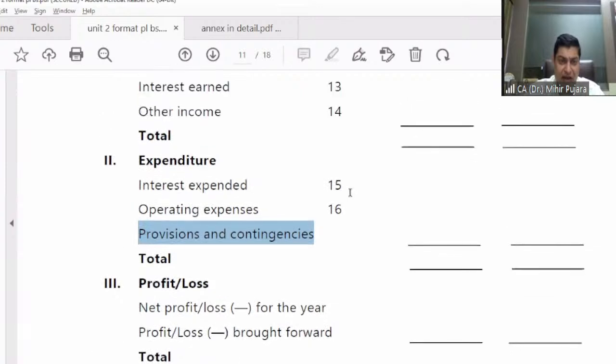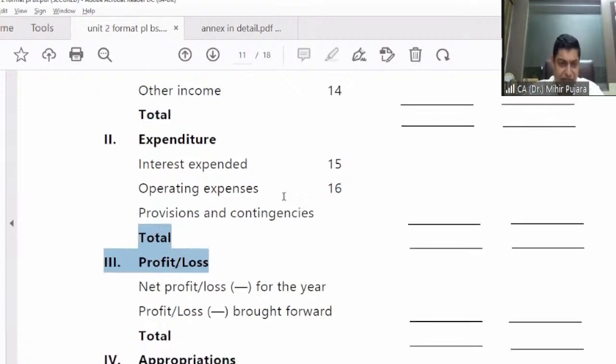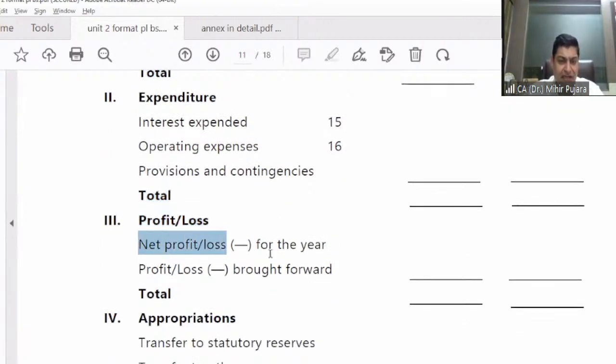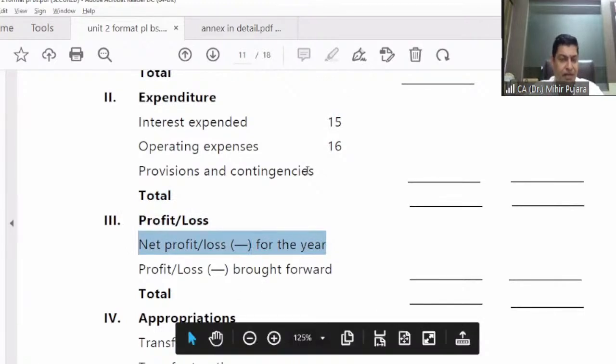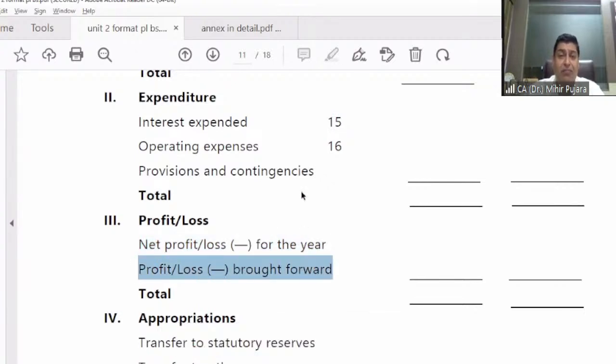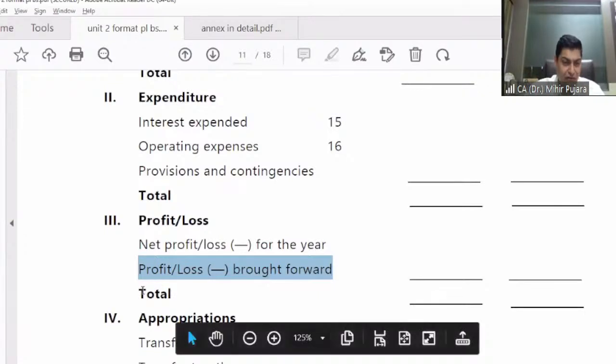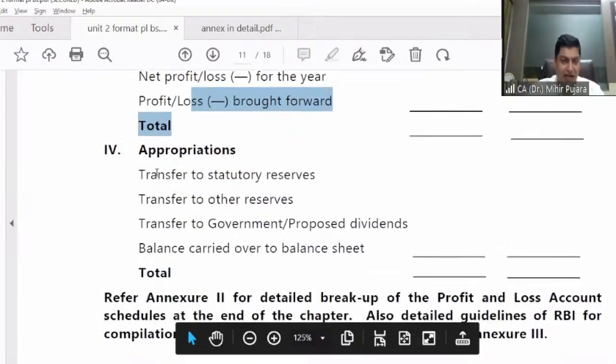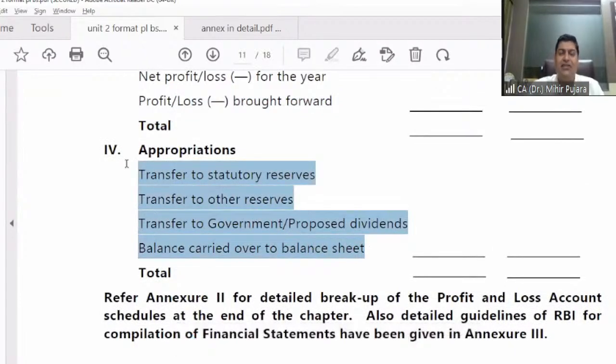Now total income minus total expense gives the net profit of the current year. To this net profit of the current year, you add the profit brought forward from the previous year. So you get total profit available for appropriation. These are the various appropriations: transfer to statutory reserves, transfer to other reserves, any dividend, and the balance transferred to the balance sheet.